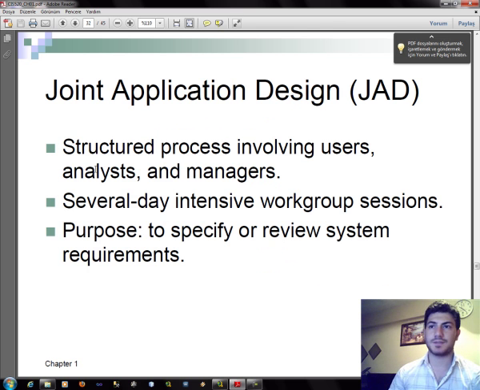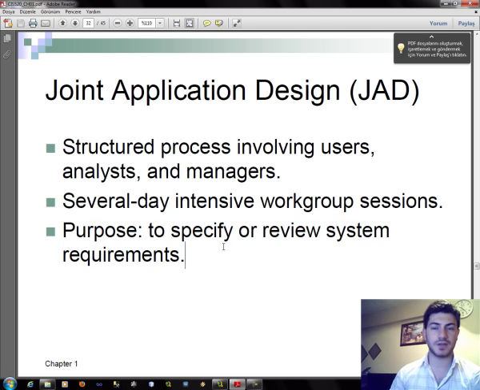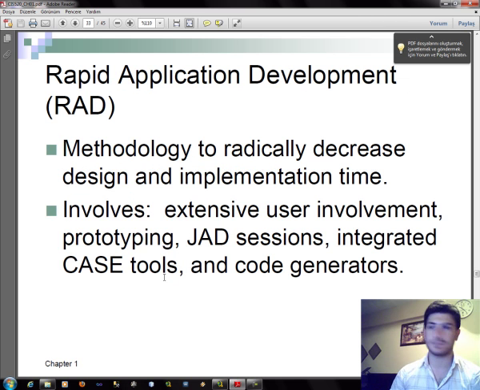Now, joint application design: a structured process involving users, analysts, and managers. Several-day intensive work group sessions. Its purpose is to specify or review system requirements.